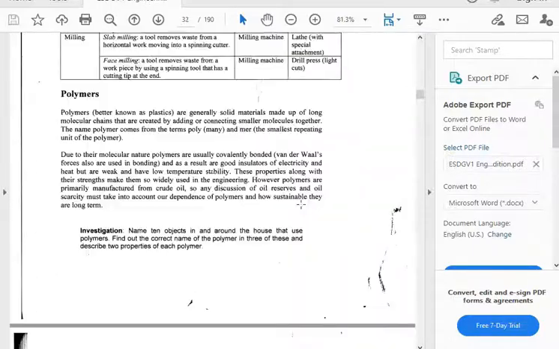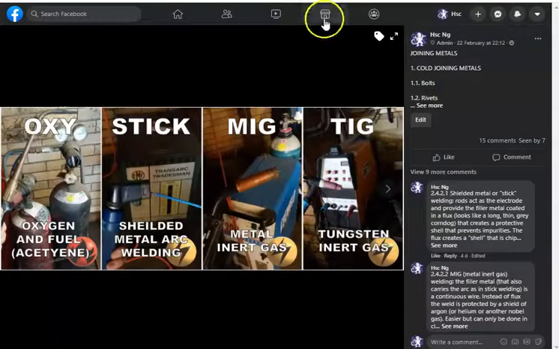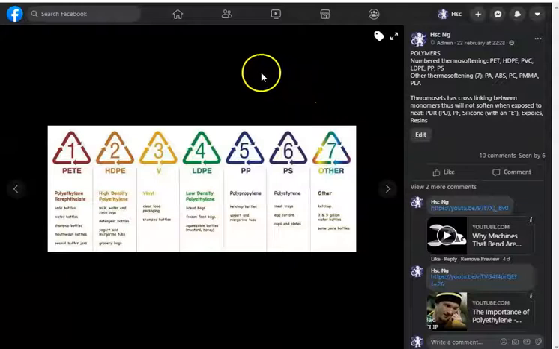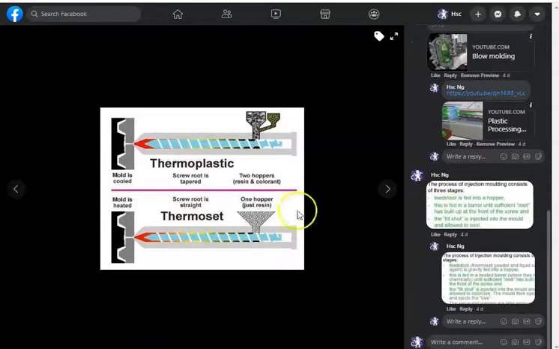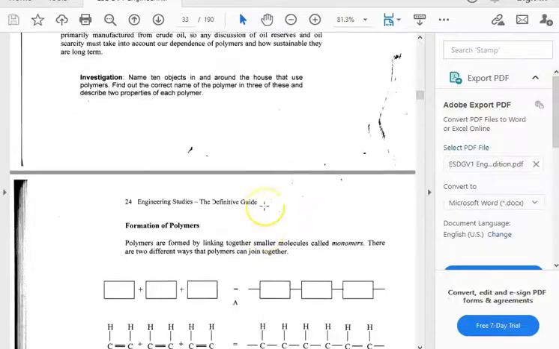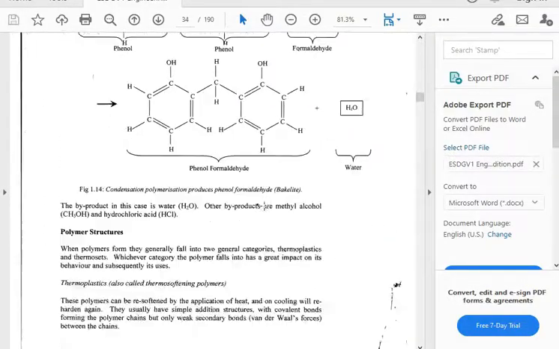And then we've got polymers. Polymers is the engineering term we use for plastics. And then the fabrication methods for polymers. Mainly we're focused on injection molding, but I do cover a few other examples that are commonly used. Then next we have ceramics.